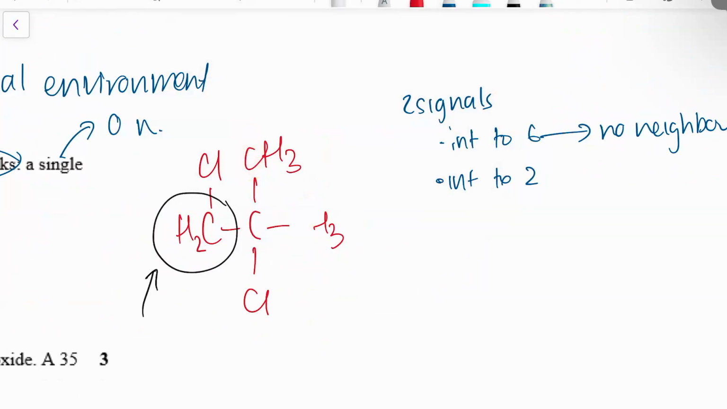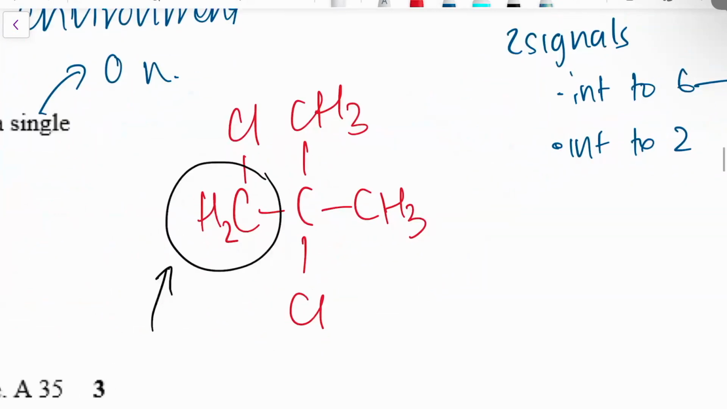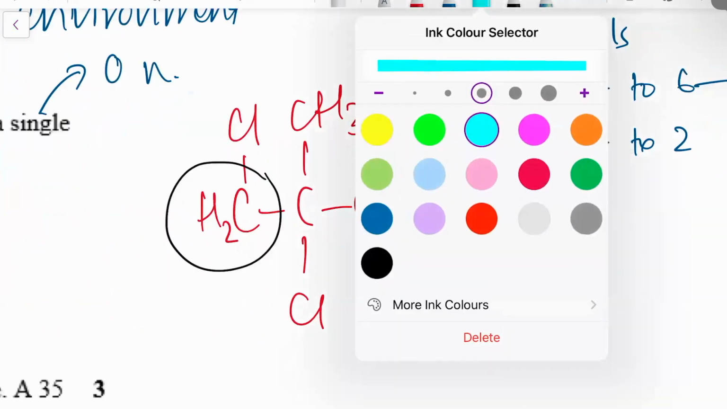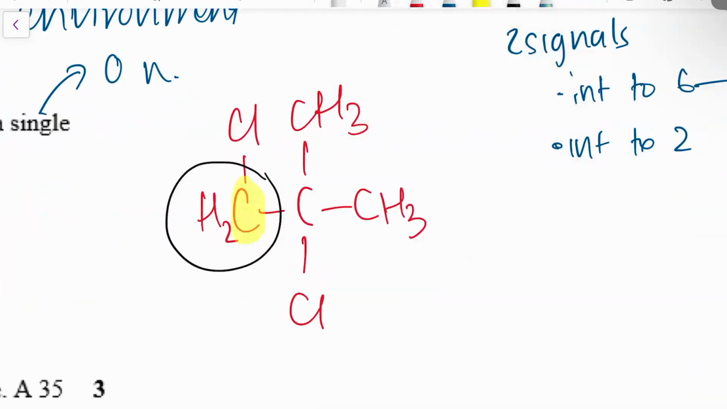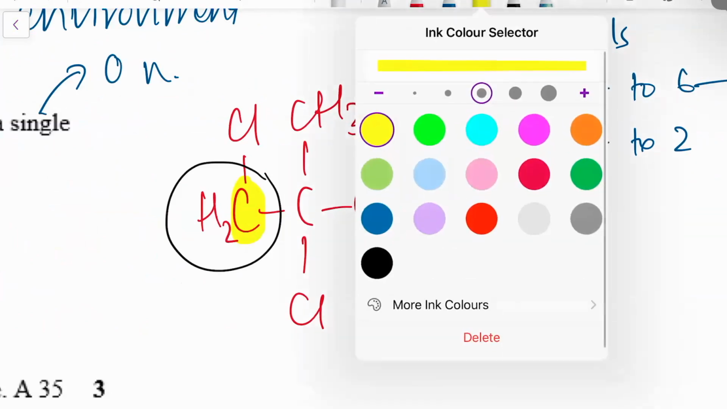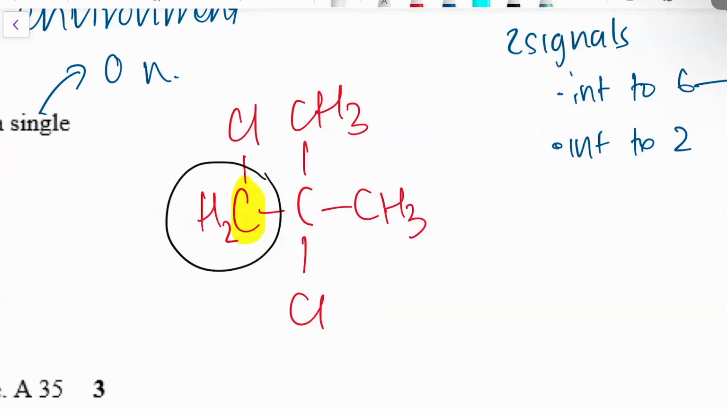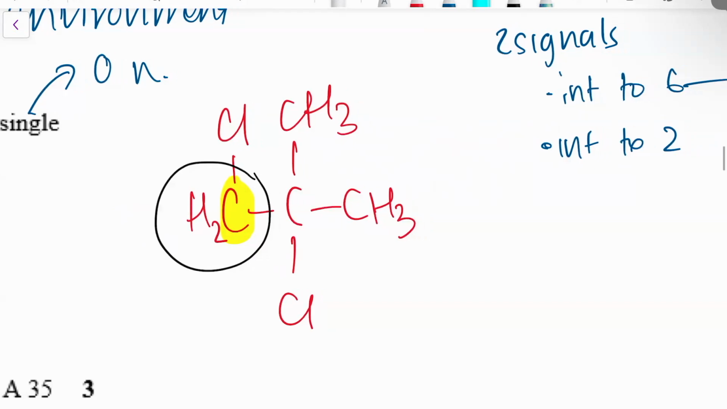And now I've moved houses. I'm now in the CH2 house. So I'm probably living in there with a friend because it's two hydrogens living in that one house. And then once again, I'm looking directly left, right, top, or bottom of me. Left and bottom, there's nothing. I haven't drawn anything there. Top, there's a chlorine. Right, there's a carbon. That's a neighboring house.